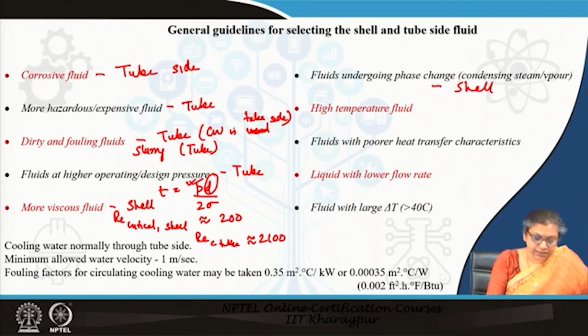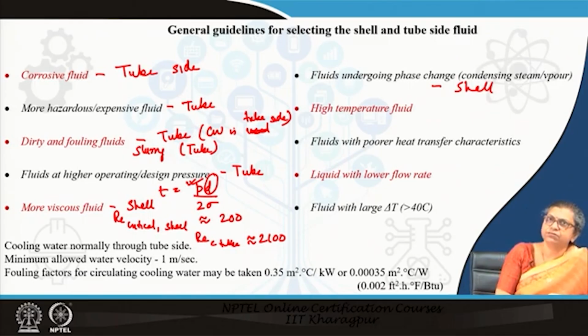Now, the next thing is when the fluid has a higher temperature. Quite naturally, if you have observed, whenever we were doing any derivations in this particular class, we had always mentioned that let the hotter fluid flow through the tubes. The reason is very simple, because if the hotter fluid flows through the shell, then we have to provide an insulation to the shell. There are chances of greater heat loss if the high temperature fluid is flowing through the shell. This is number one.